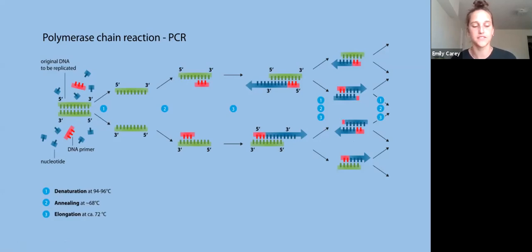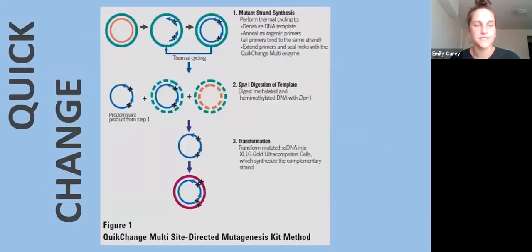You're going to make a lot of these copies. So quick change is another process they use. I'm pretty sure these are like instructions, so I like this part. Basically, if they knew where to make the mutation, this is the process they would use.